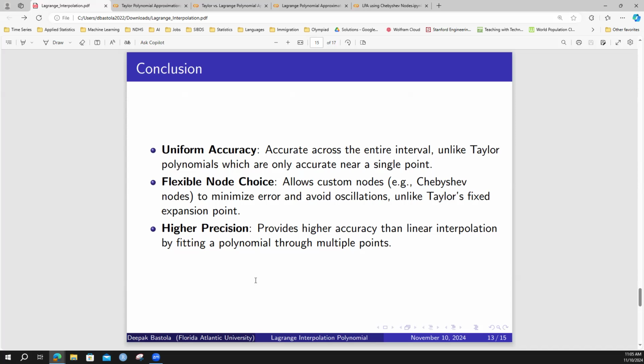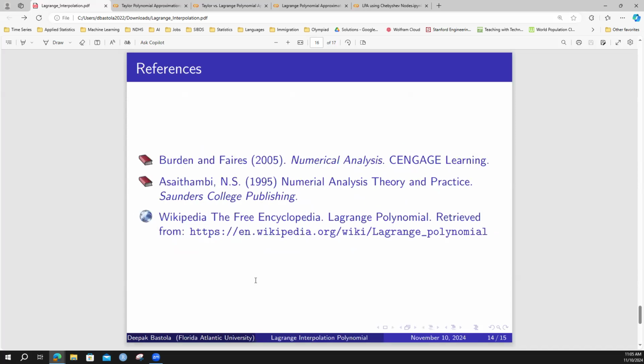And of course, this gives higher precision. It could provide higher accuracy than linear interpolation and fitting a polynomial to multiple points, right? Also, of course, there is a better interpolation: spline interpolation with cubic polynomials could be better than Lagrange interpolation. Our talk today is of course the Lagrange interpolation, and we saw how it could be applied to interpolate my function.